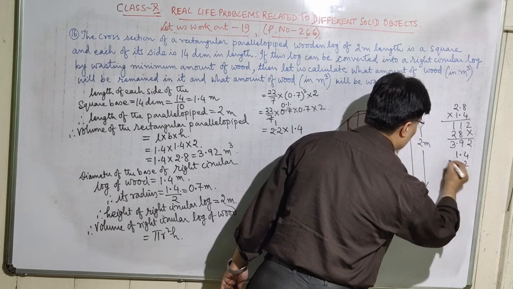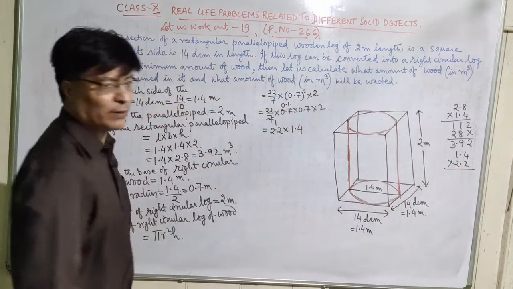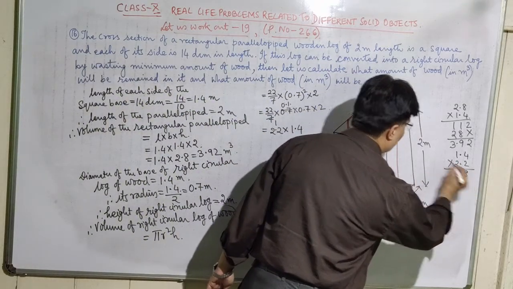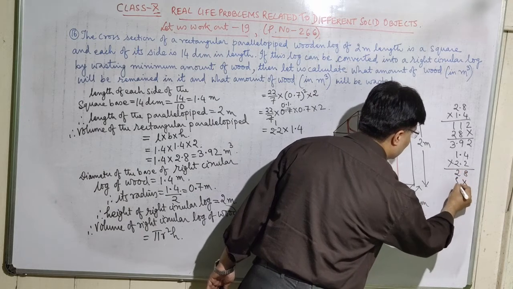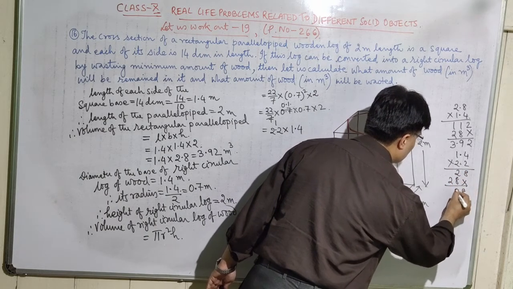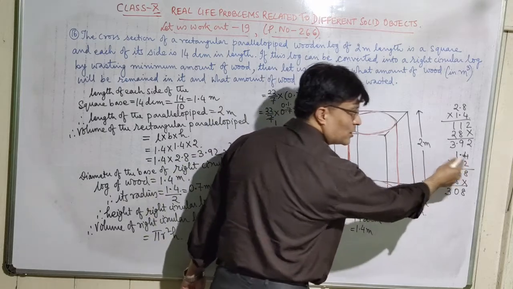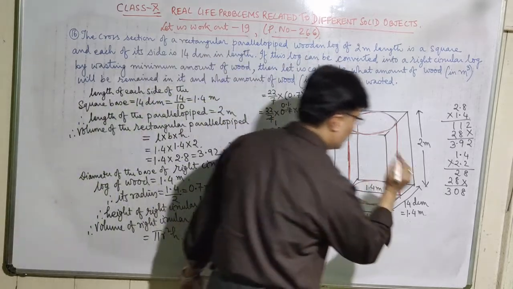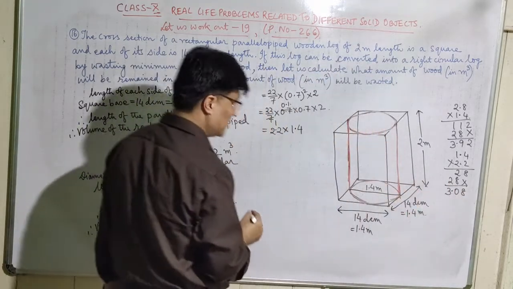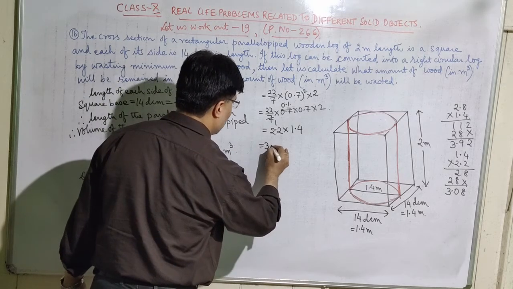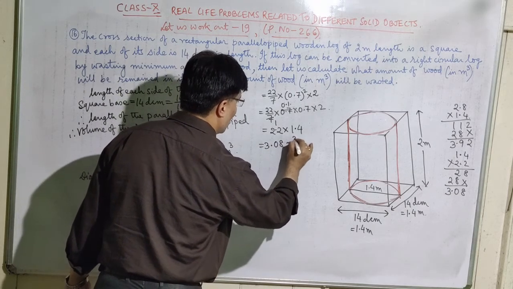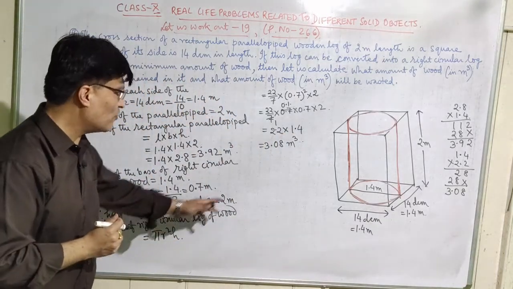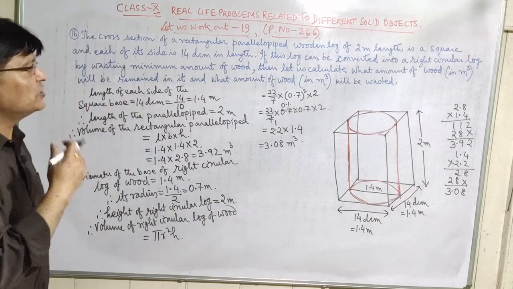1.4 is multiplied by 2.2. So let us multiply them. 2 fours are 8, 2 ones are 2. Again 2 fours are 8, 2 ones are 2. So 8, 0, 3. After the decimal point there is one figure, and after the decimal point there is one figure, 1 plus 1 is 2. So you have to write the decimal point before two figures from the end. That is 3.08. What is the unit? That is meter cube. So the volume of the right circular log of wood is 3.08 meter cube.